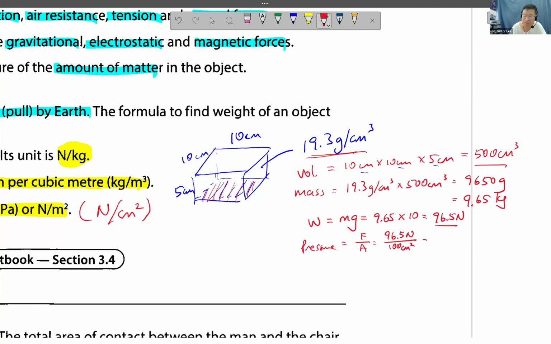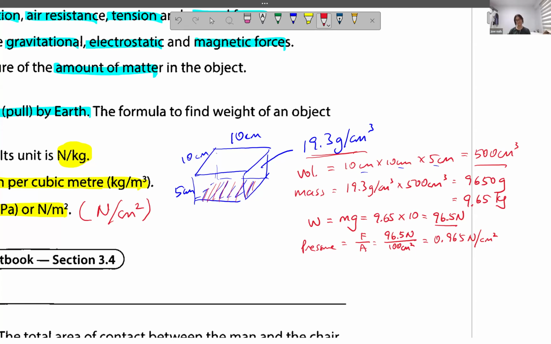So what's my pressure? My pressure is 96.5 divided by 100, which is 0.965 Newton per cm square, right? Got it? But if I want to find Pascal, then how?